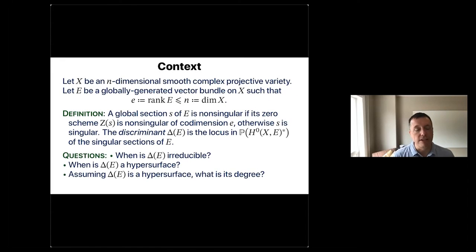And we'd like to have answers to all of these questions as generally as possible, and ideally phrase them in terms of natural invariants or properties of the vector bundle E. Okay, so that's the setup.